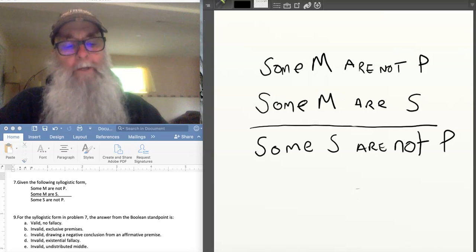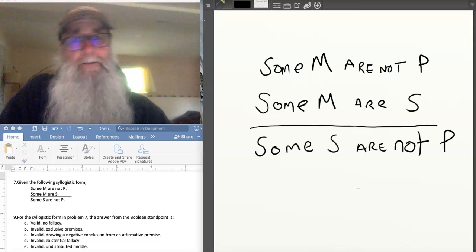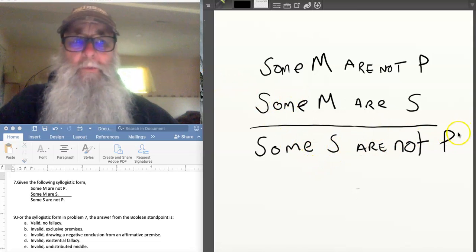So I'm going to look at that chart, and then I'm going to quickly realize it's not on this chart. It's an invalid argument, and if I did my Venn diagram correctly in problem number 8, I'll see I had a couple of X's on lines. So what I have to do is figure out what rule it breaks.